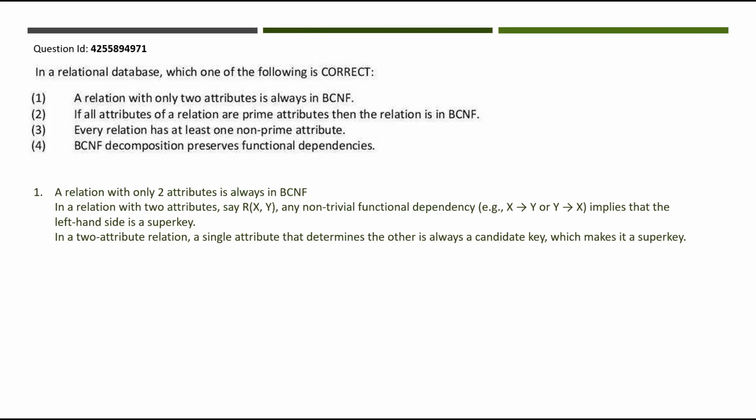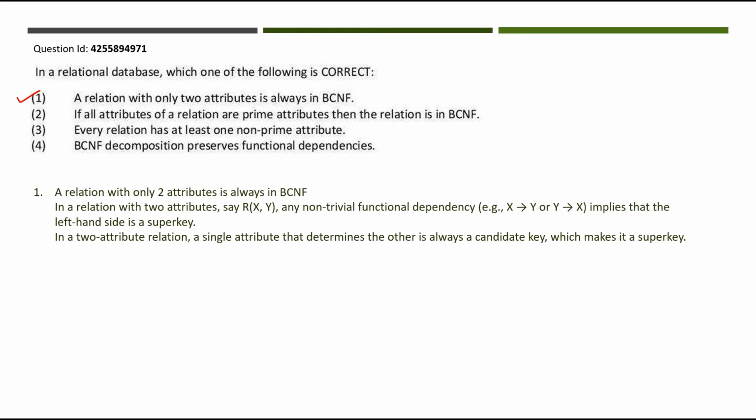In a 2 attribute relation, a single attribute that determines the other is always a candidate key, which makes it a super key. When we know that only 2 attributes are present and one attribute becomes the super key, automatically that relation is in BCNF. So option 1 is right. Here they are asking which one is correct, and we know the first one is correct. Now we will see what is wrong with 2, 3 and 4.